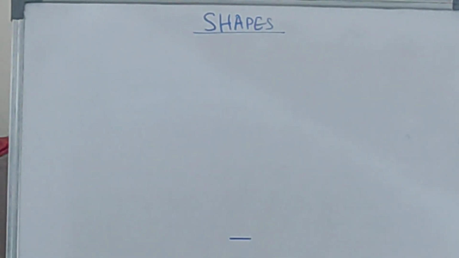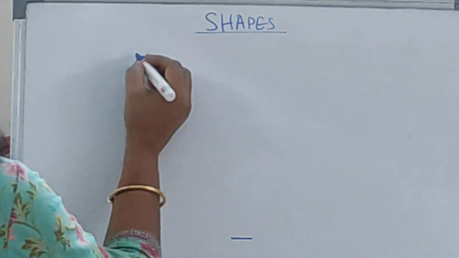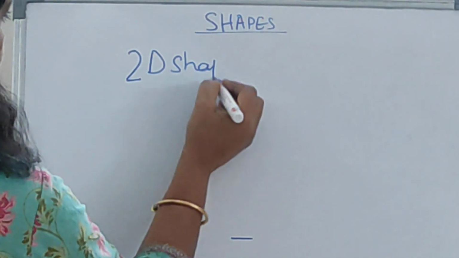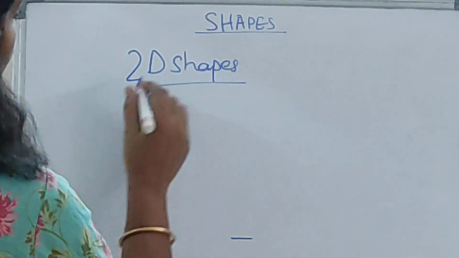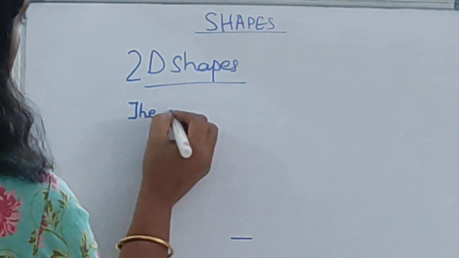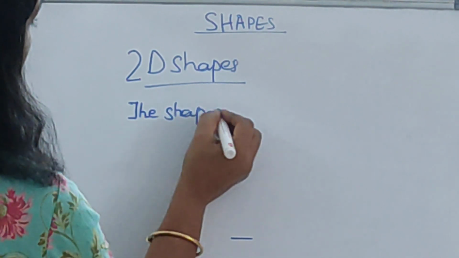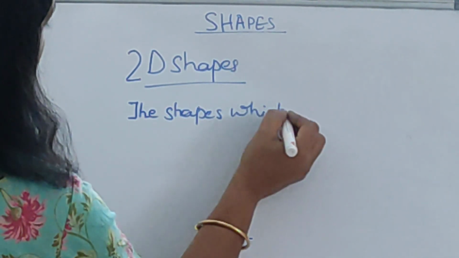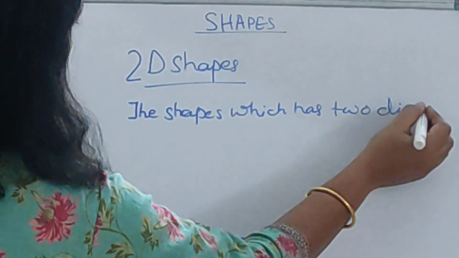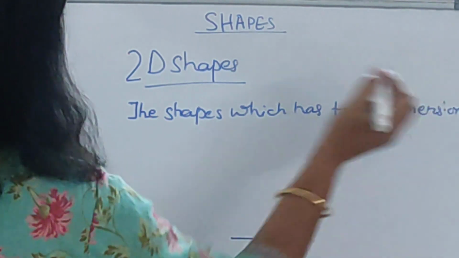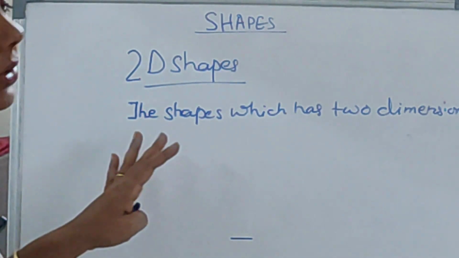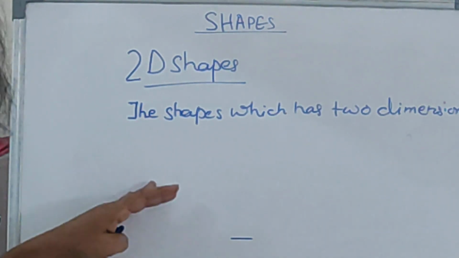Let's start. We will learn today about 2D shapes. So what are 2D shapes? 2D shapes means shapes which have two dimensions, and which are easy to draw on a flat surface or on a flat paper.